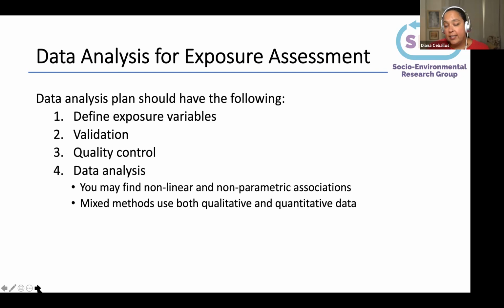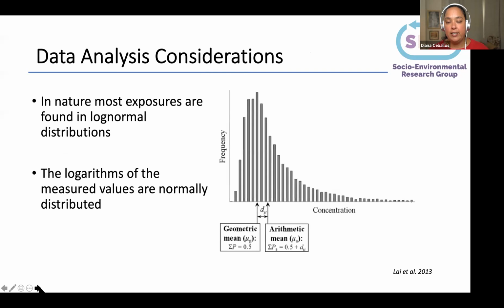And lastly, for data analysis, remember that with exposures data, you may find nonlinear and non-parametric associations very commonly, because not everything is normalized. And then mixed methods are very important, because you will likely be using qualitative and quantitative data.